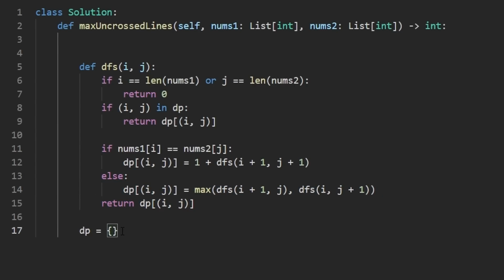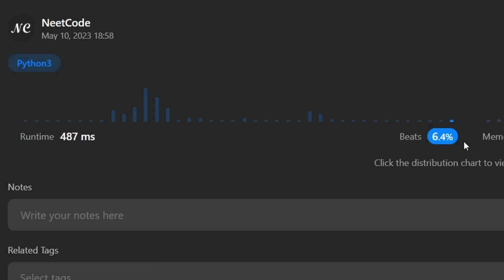So now the only thing left for us to do is actually call our DFS function, and we're going to start at the beginning of both of the arrays so we can pass in 0, 0 and then return the result of that. And I'm going to run this to make sure that it works, and thankfully it does. But at first, it looks like it's not very efficient.